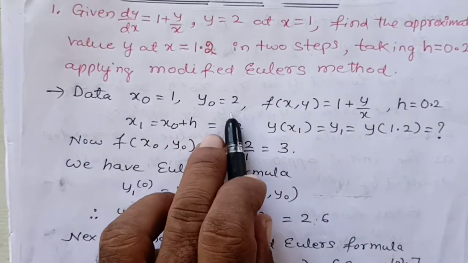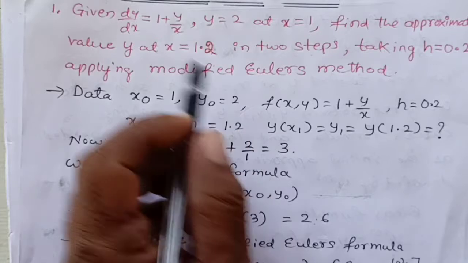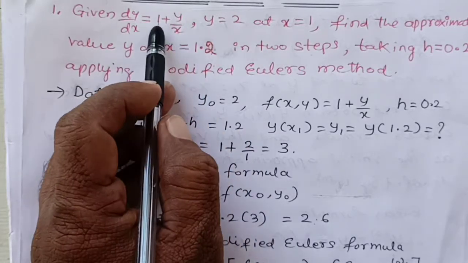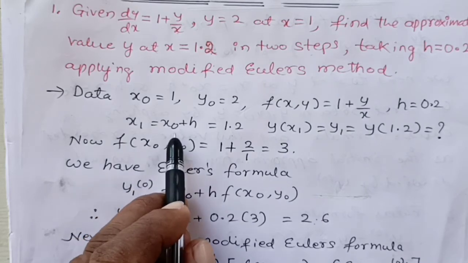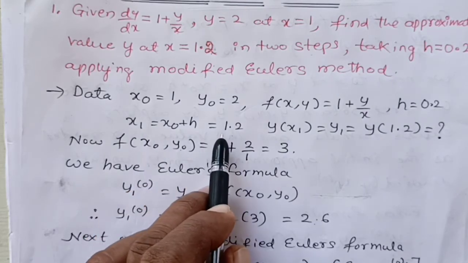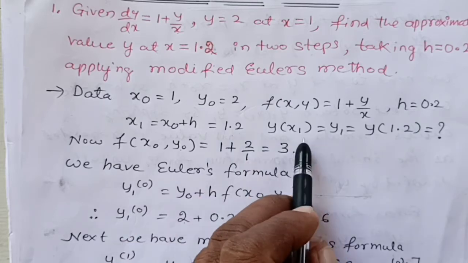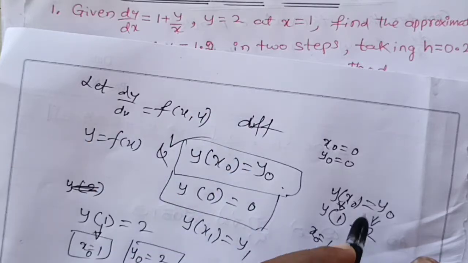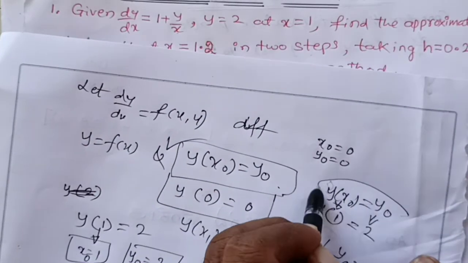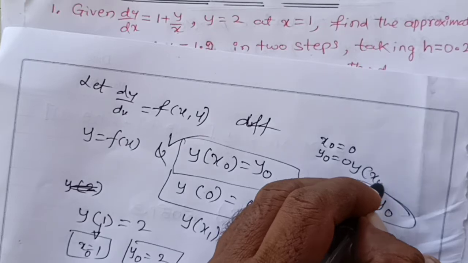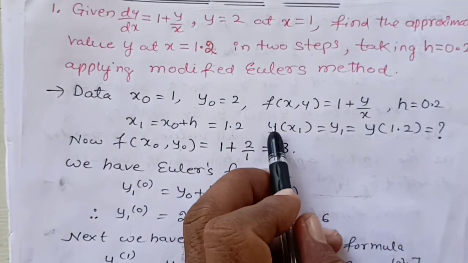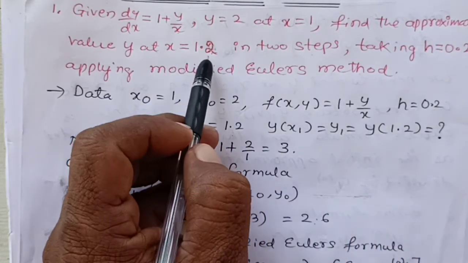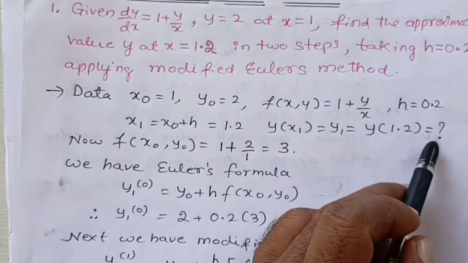So x naught is equal to 1, y naught is equal to 2, f of x y is equal to 1 plus y by x, not x by y, it is 1 plus y by x, and h is equal to 0.2. x1 is equal to x naught plus h, which is 1.2. y of x1 is equal to y1. Here, y of x naught is equal to y naught, that means y of x1 is equal to y1. So y of 1.2, they asked in the question, is what we don't know, we have to calculate this.